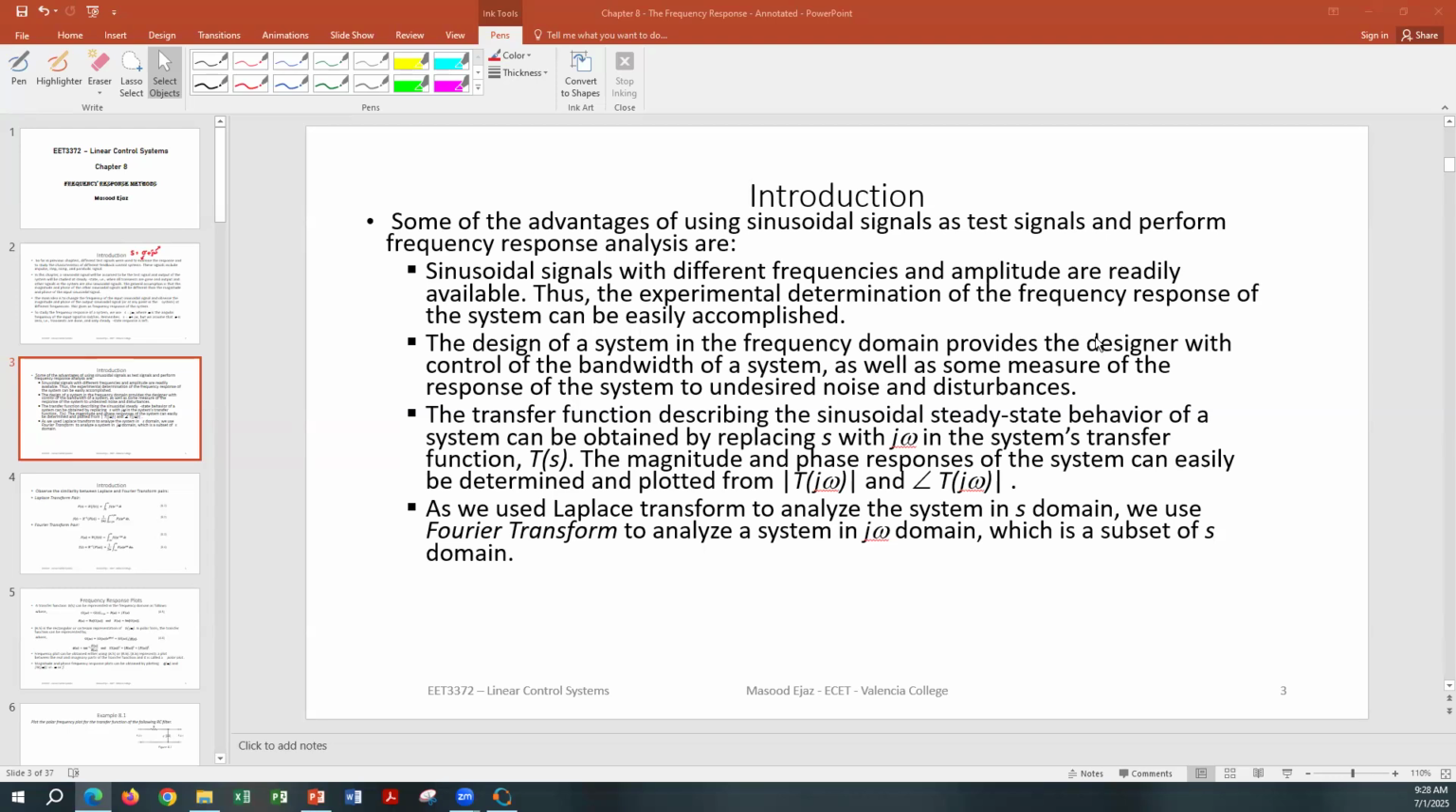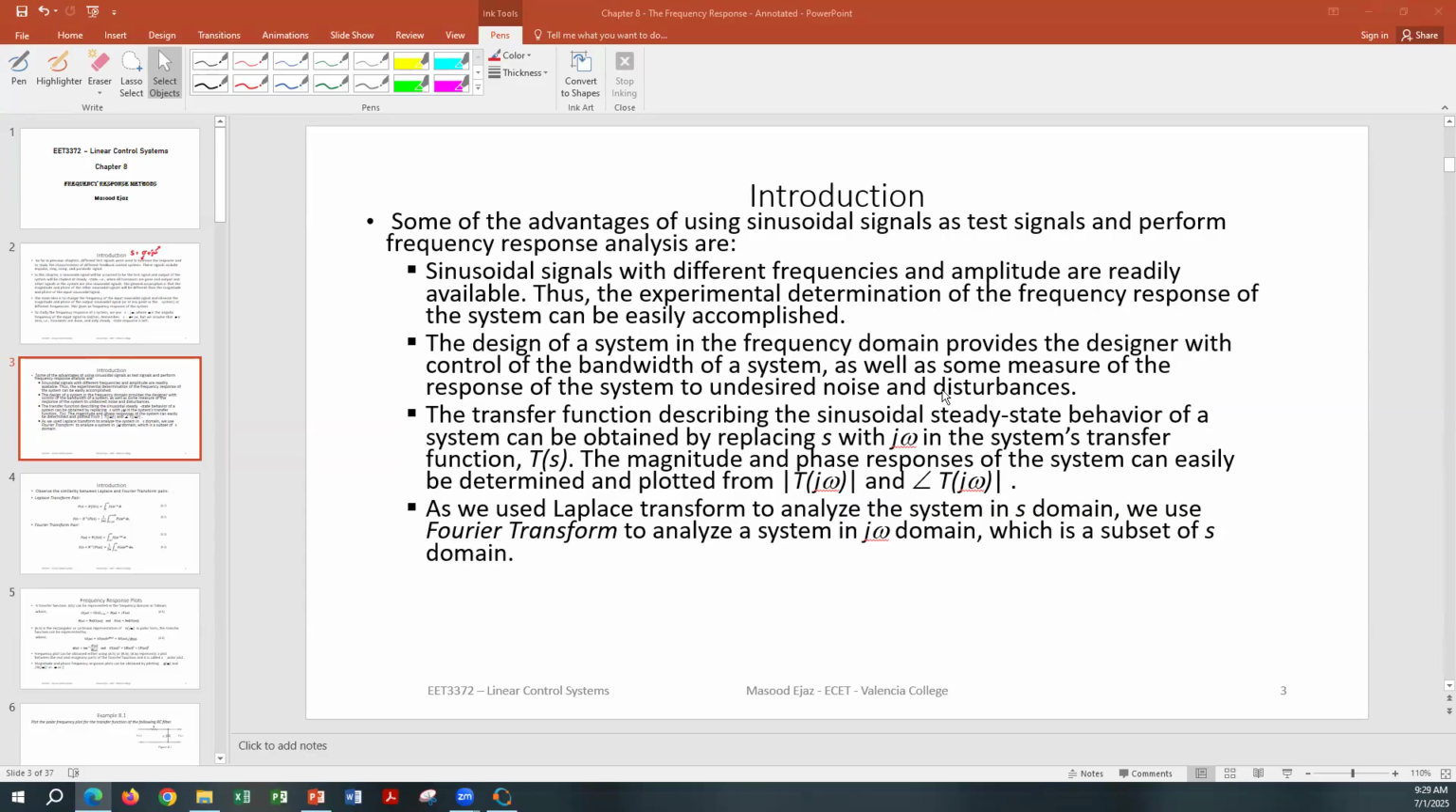Design of a system in the frequency domain provides the designer with control of the bandwidth. Bandwidth is, of course, where the system is going to behave as you want it to behave, as well as some measure of the response of the system to undesired noise and disturbances.